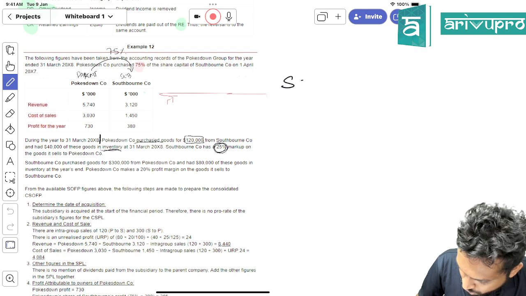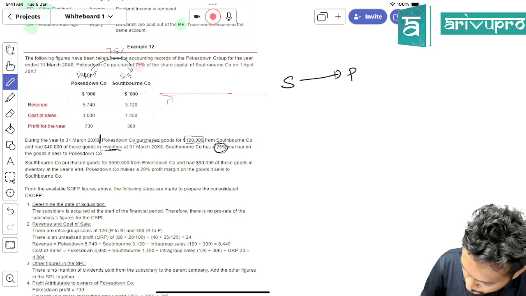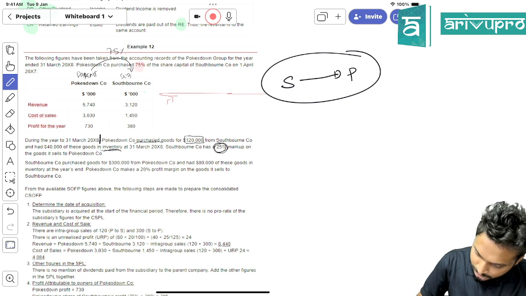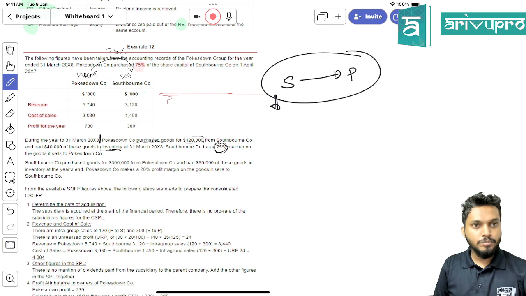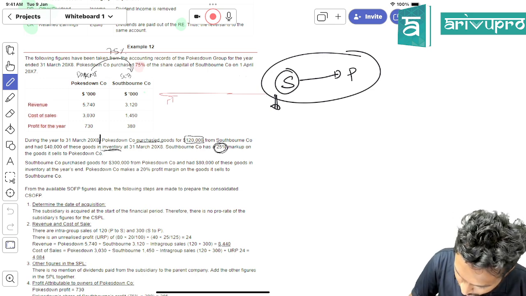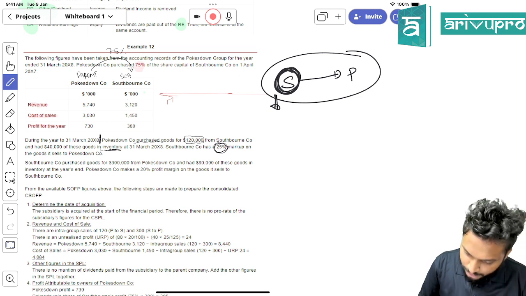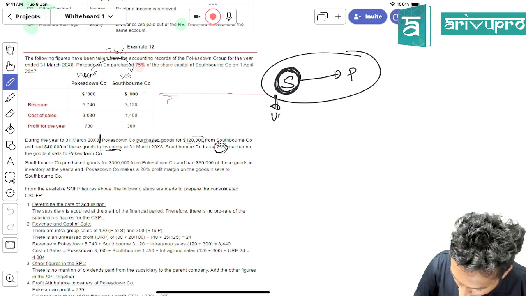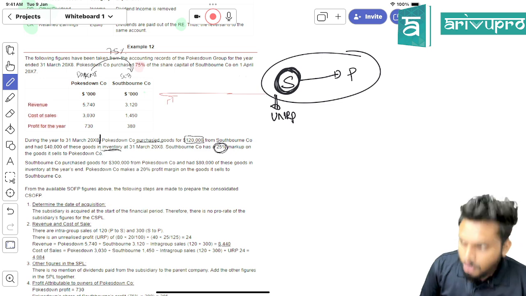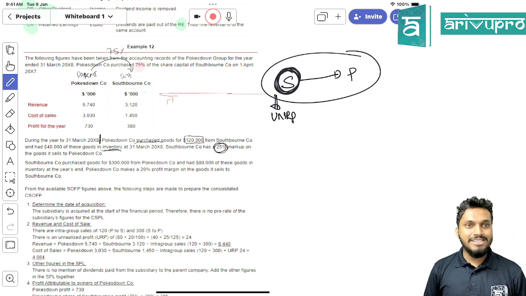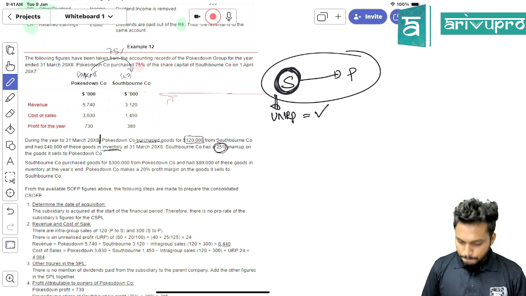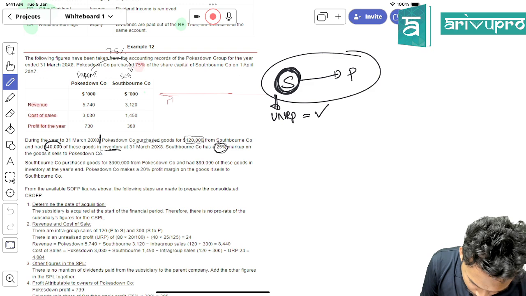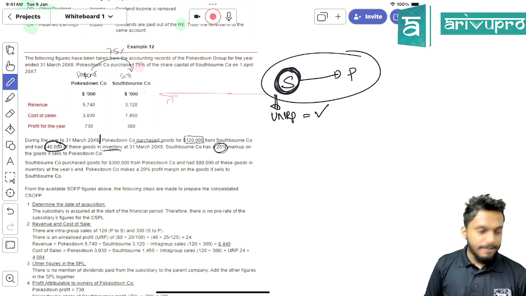So S has sold goods to parent. When you are selling goods to parent, the first thing you need to understand is that the subsidiary has sold goods to the parent. So first you need to understand, is there any unrealized profit? Yes, you have unrealized profits. How much? 40,000 is remaining in the inventory.